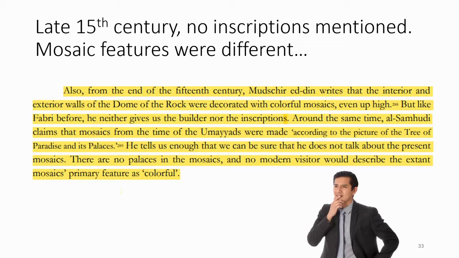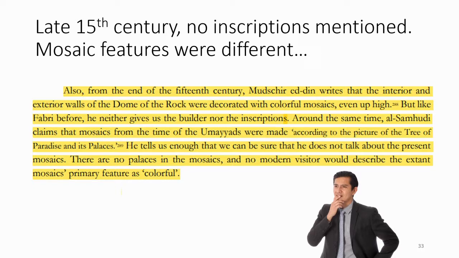In the late 15th century, there are no inscriptions mentioned. Mosaic features were different. So there's more evidence here. Also from the end of the 15th century, Butshir Ed-Din writes that the interior and exterior walls of the Dome of the Rock were decorated with colourful mosaics even up high. But like Fabry before, he neither gives us the builder nor the inscriptions.